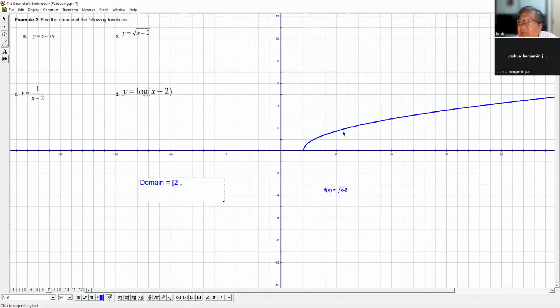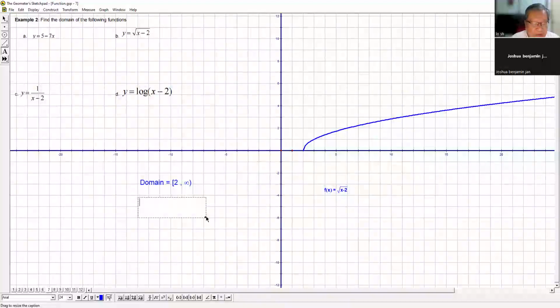Then, is there any stop at the right-hand side? No, they go, no stop. Okay, no stop, then we say infinity. And infinity is not inclusive. We don't know what is the value of infinity, so you put a round bracket there. This is the domain.